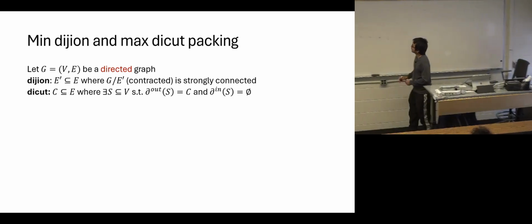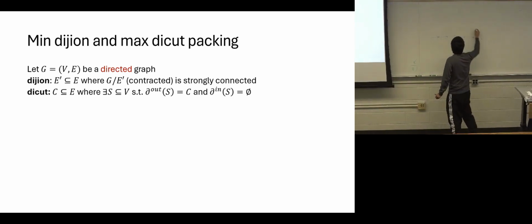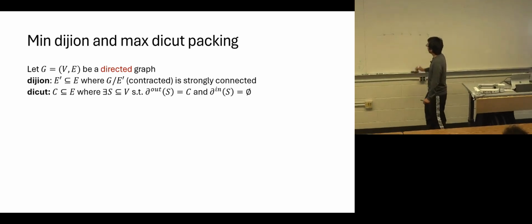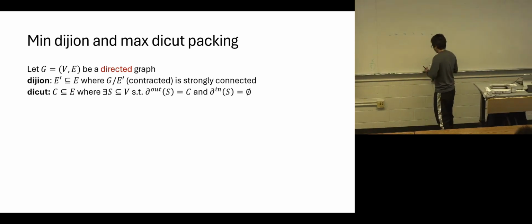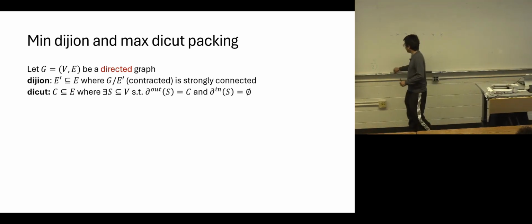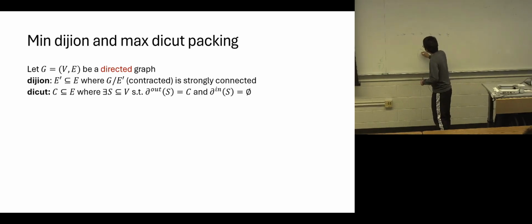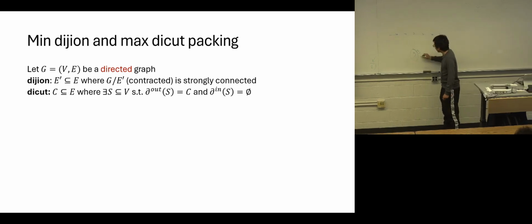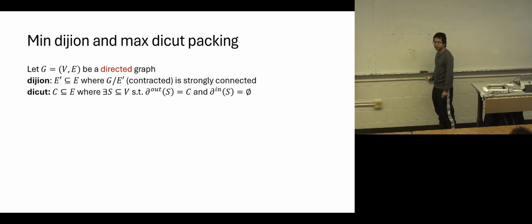Another notion is dicut. A dicut is basically a set of edges such that, if you have a graph and some cut S, every edge that crosses this cut only goes out. There's nothing that goes in. Then this cut edge set C is called a dicut that corresponds to the set S.